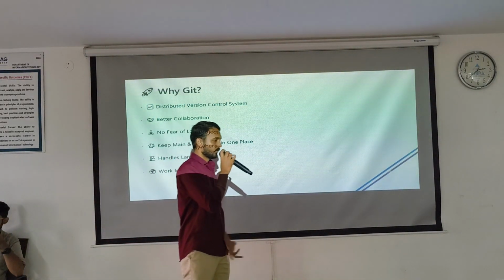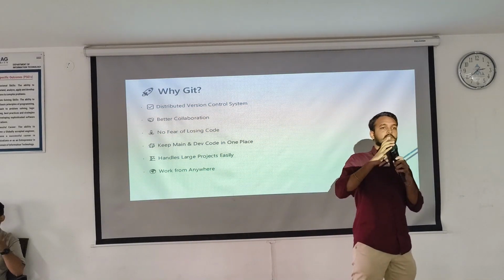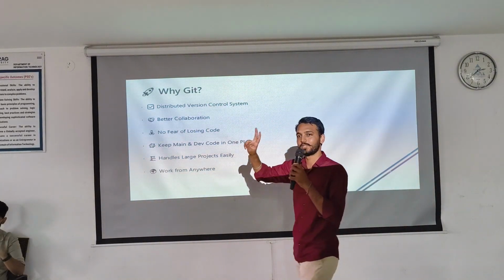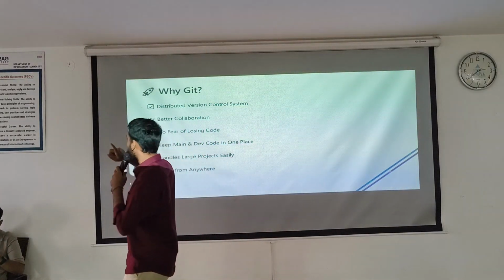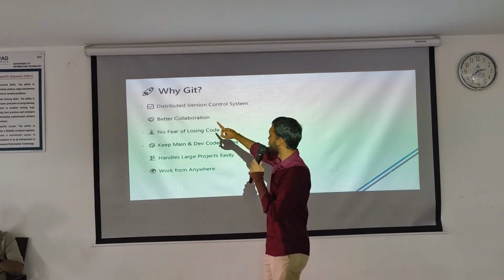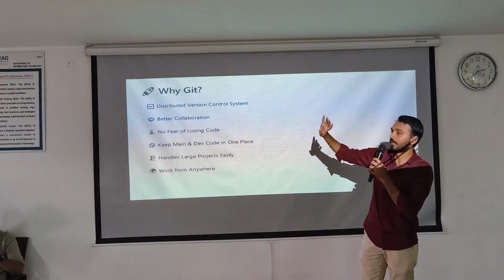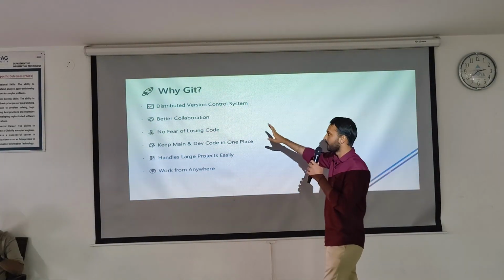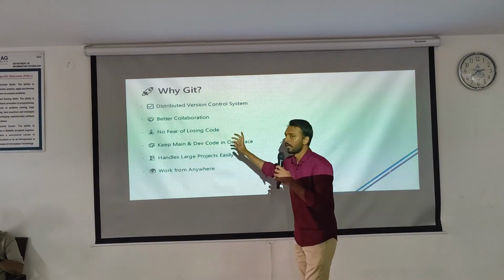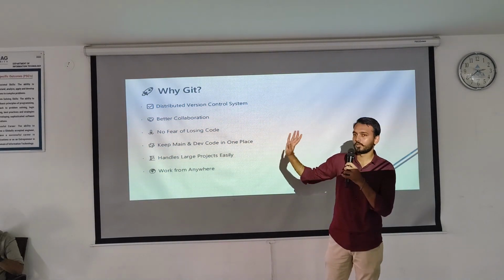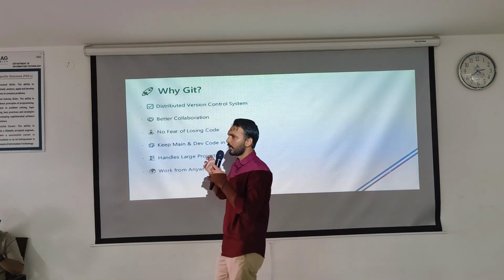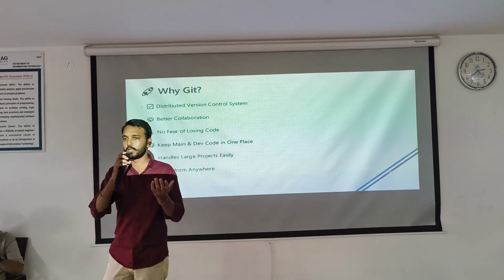So why Git? I told you which one is better, centralized or distributed? Distributed, right? So that is the first point: Git is one type of distributed version control system. Why Git? Second point, best collaboration. You can say this applies whenever you want to work in a team.